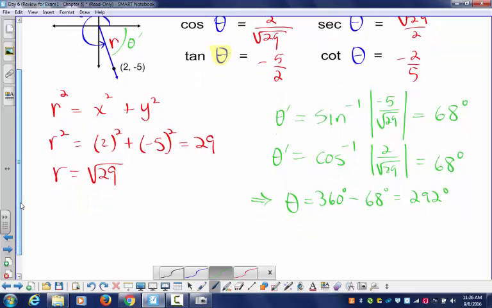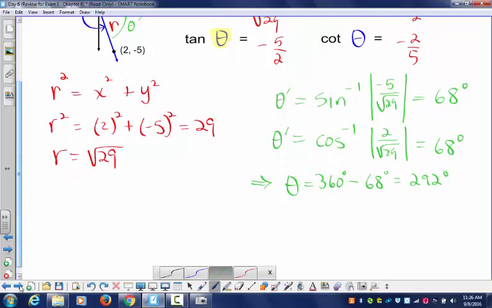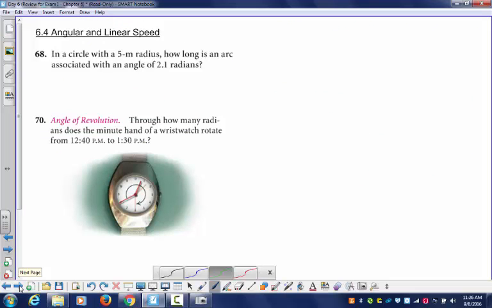All right, good. Any questions on that reference angle stuff? All right, let's go to this. All right, angular and linear speed. I'm going to ask you a couple more reference angle questions if we have time at the end.